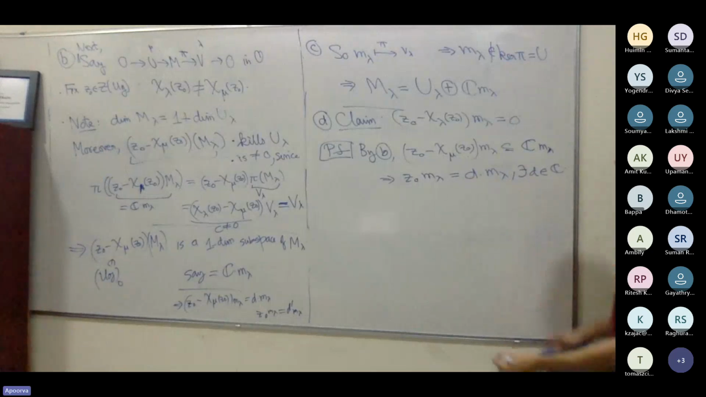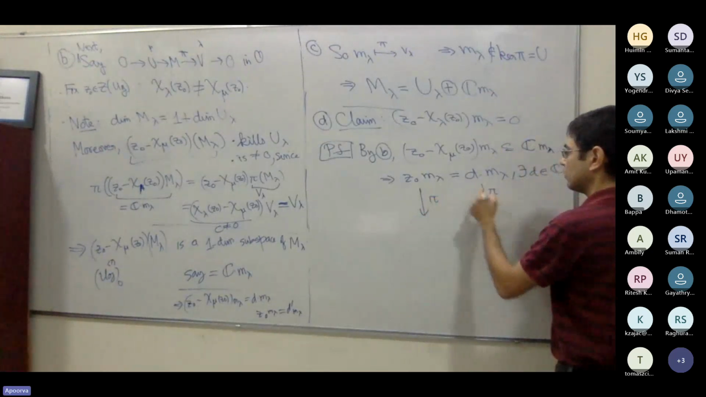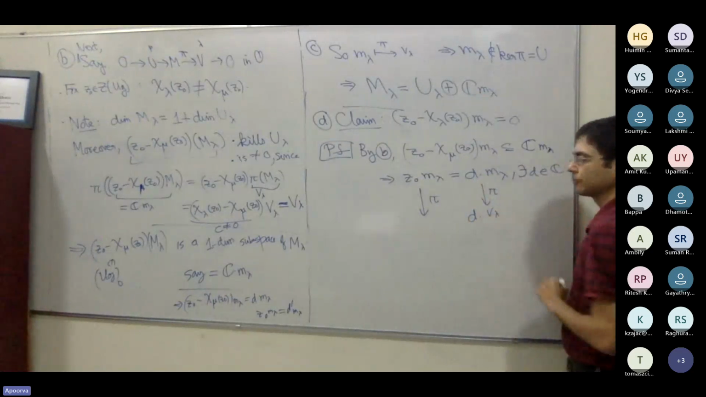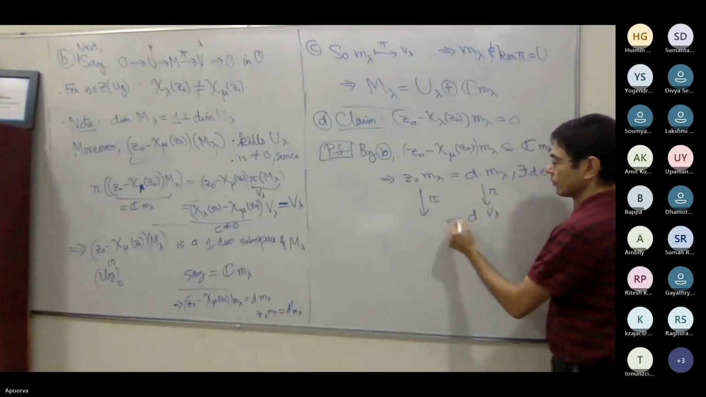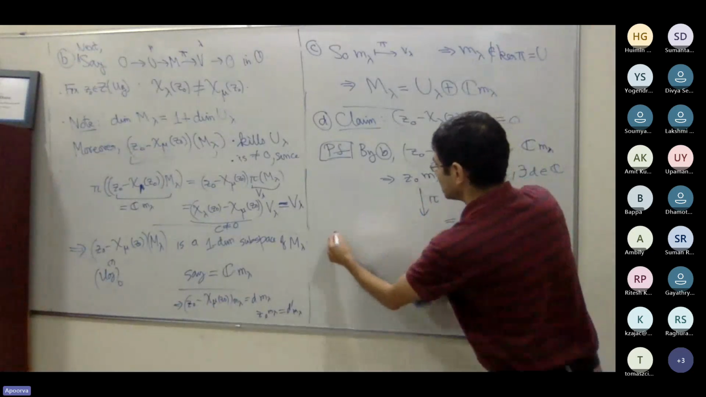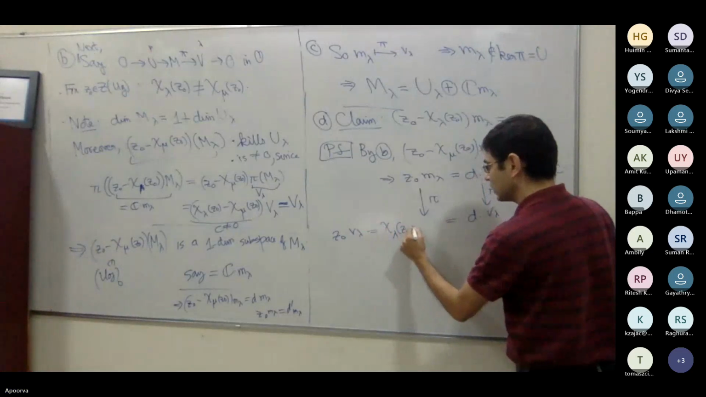And now let's map this by pi. What does this map to? It maps to D times V lambda. And this has to be equal to what this maps to, which is chi, which maps to Z naught times V lambda, which is exactly chi lambda of Z.